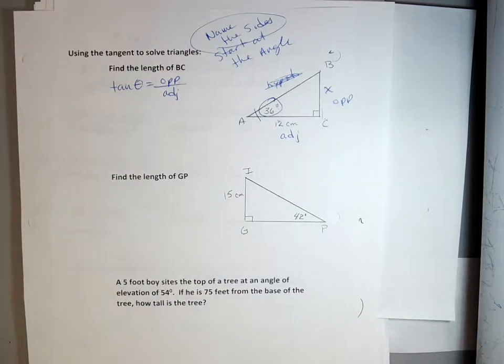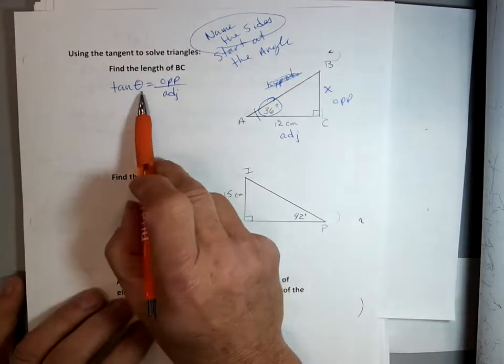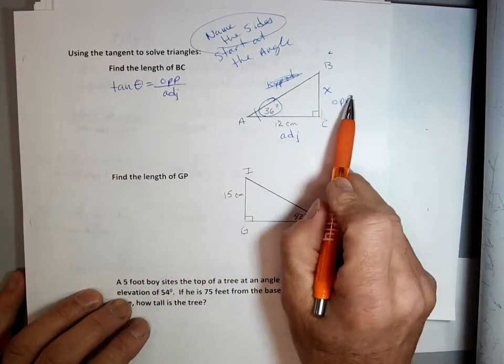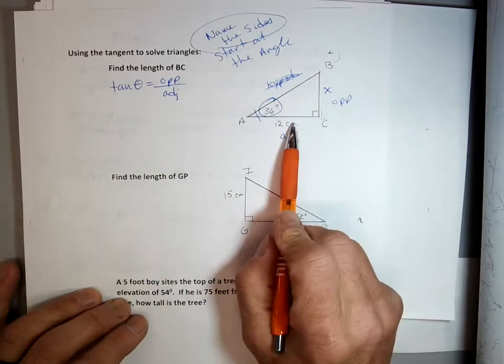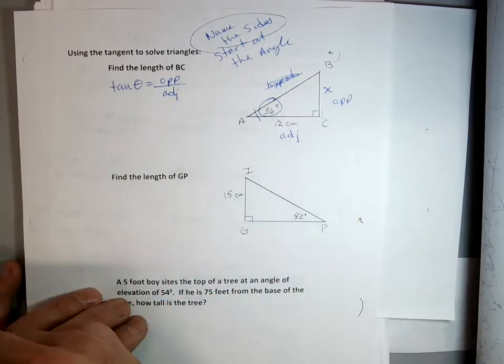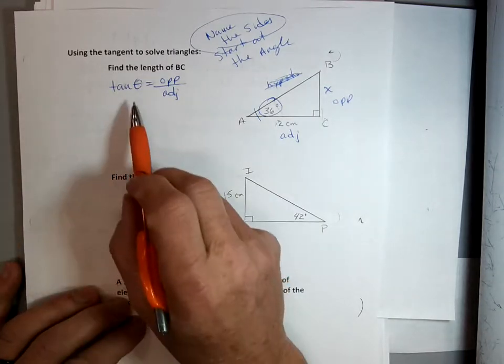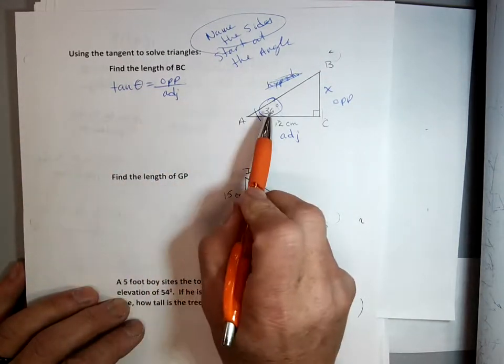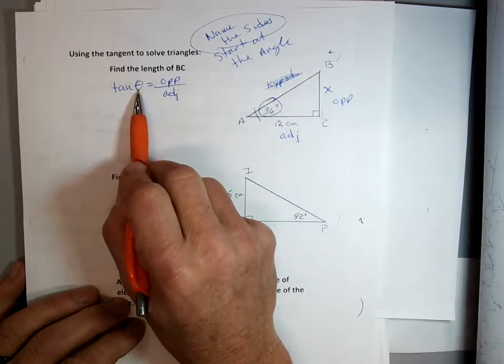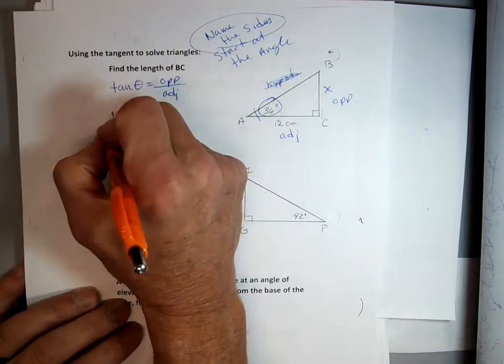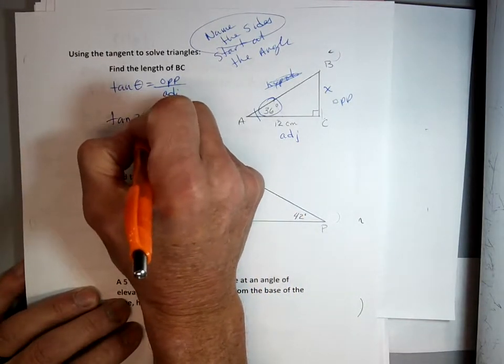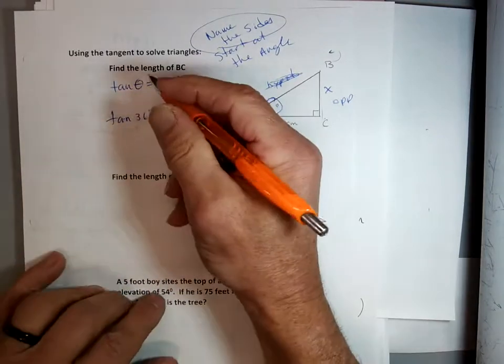So, tangent of theta. It is tangent because I want to find the opposite side, and I'm going to use the adjacent side. I don't care about the hypotenuse, so bag it. Now, theta is the angle, so let's put 36 degrees there. So I'm going to go tangent 36 degrees equals, and you're going to need a calculator.